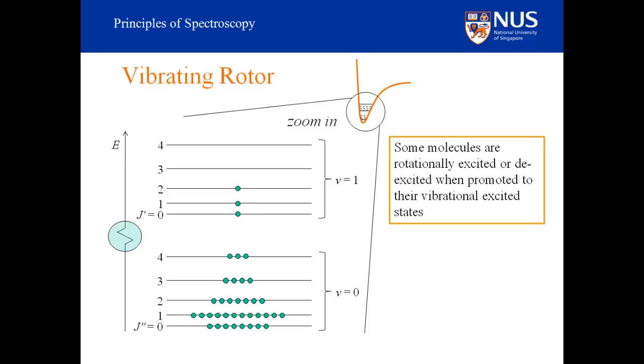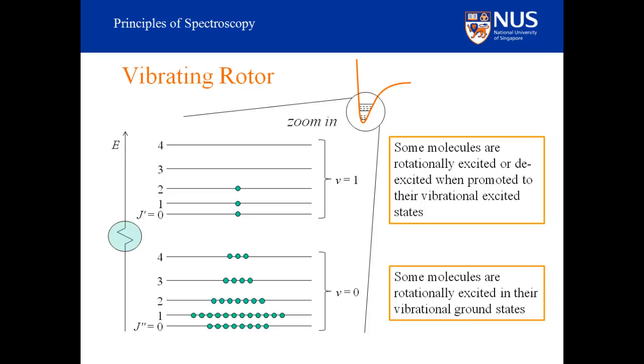Now, when I excite a molecule from an energy level associated with V equals 0 to one associated with V equals 1, it can either increase its rotational energy or decrease its rotational energy. We can either excite it or de-excite its rotational energy when we vibrationally excite the molecule.